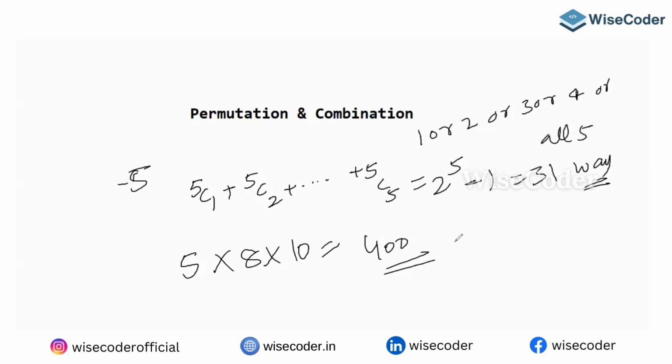Since at least one of each type has to be purchased, the number of ways with each of them different fruits, 5 ways, 8 ways and 10 ways, the total number of ways in which the purchase can be made is 5 into 8 into 10. That's how you can get your answer.